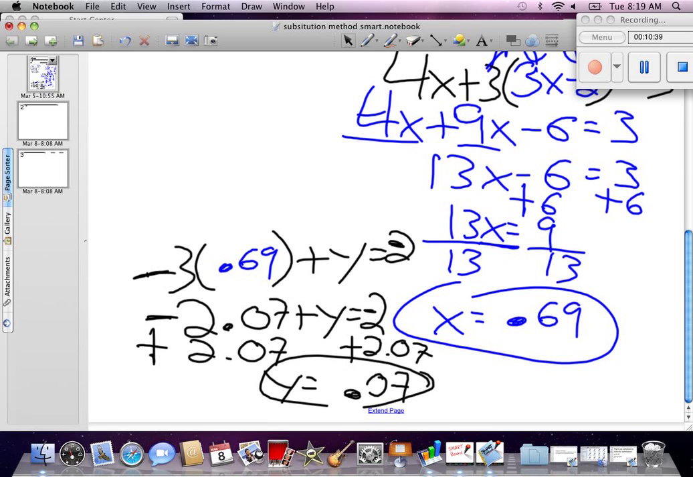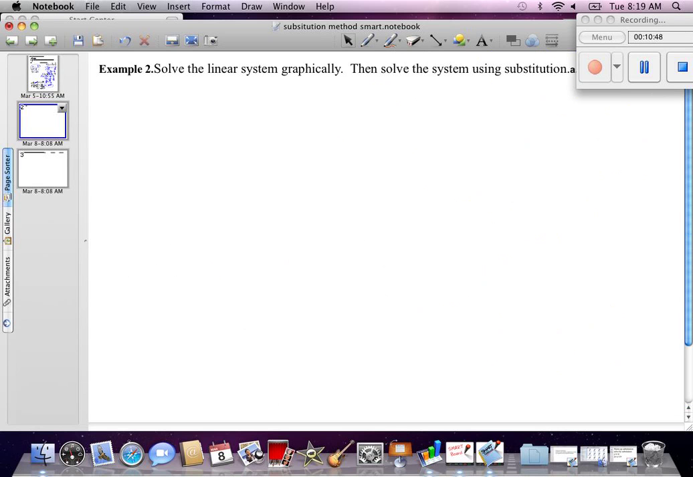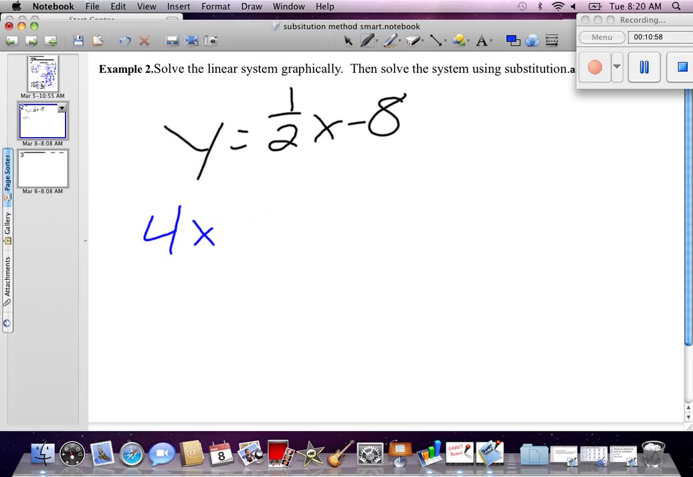Should we do one more problem? Let's do one more. Let's try example 2. We've got y equals 1/2 x minus 8 and 4x plus y equals 1.